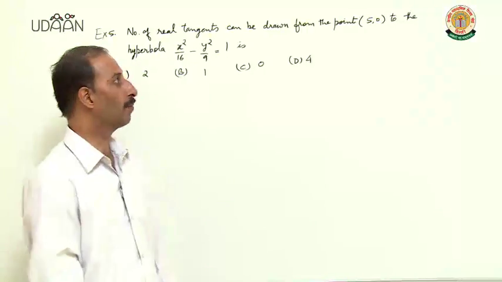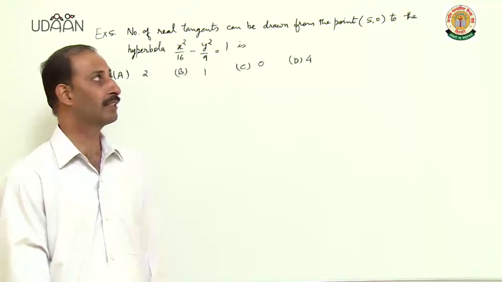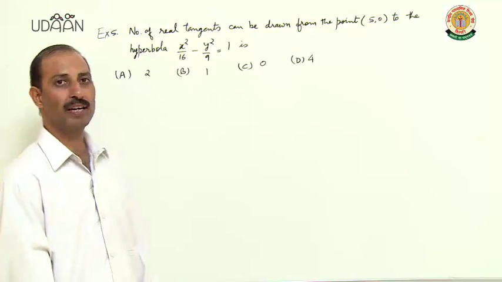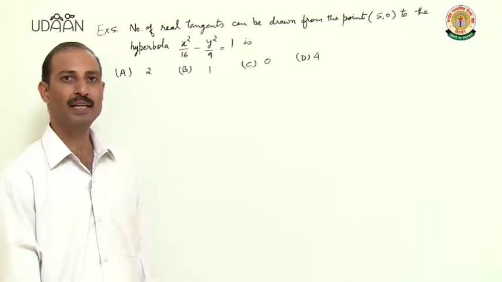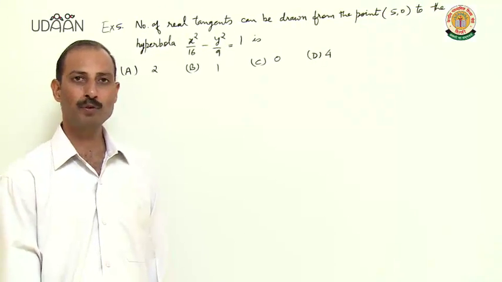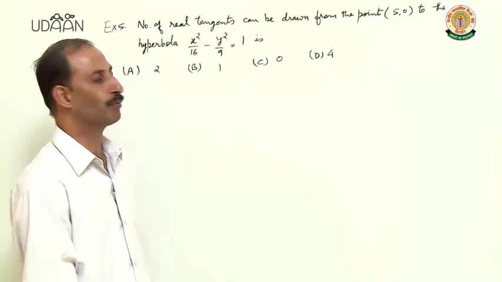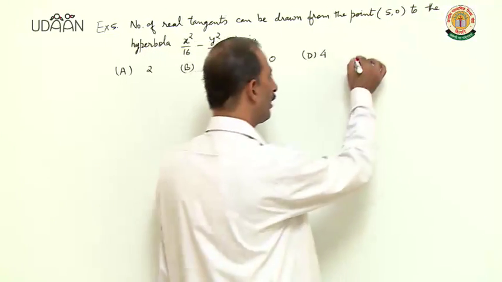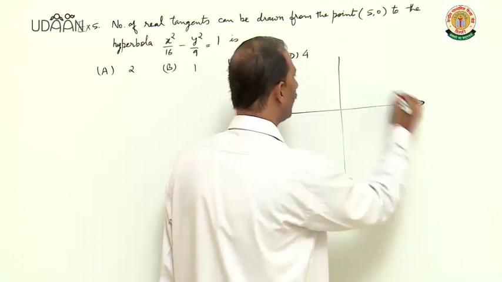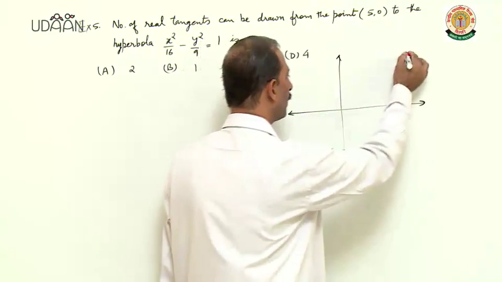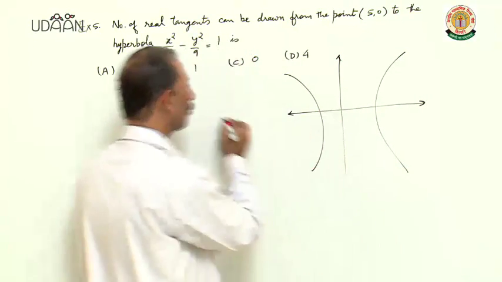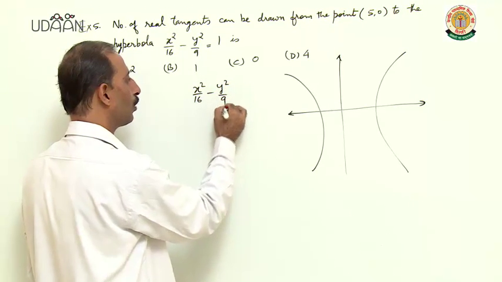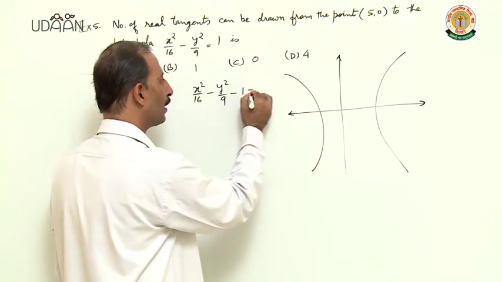Children, in this example, the number of real tangents that can be drawn from the point 5, 0 to the hyperbola x square upon 16 minus y square upon 9 is equal to 1 is. You have to find out how many tangents we can draw from the point 5, 0. So the main thing is, you have to find out the position of the point 5, 0. The equation of the hyperbola is x square upon 16 minus y square upon 9 minus 1 equal to 0.